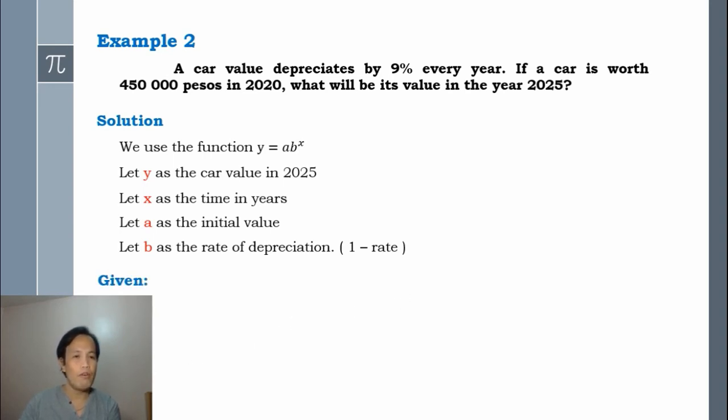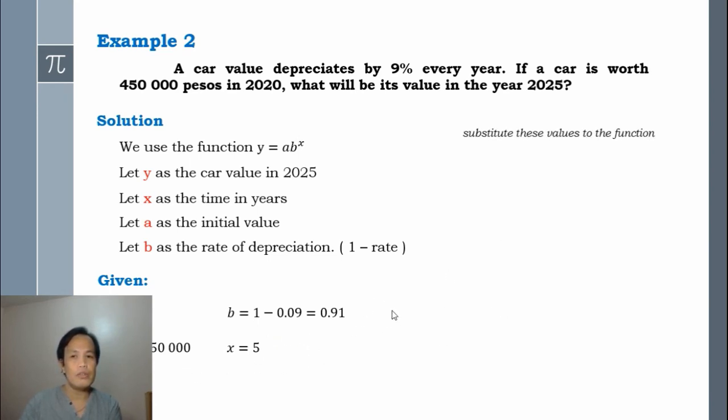So for the given, our y is our unknown, the car value for the year 2025. And the initial value of the car is 450,000 pesos in the year 2020. And our b is 1 minus the rate, so 1 minus our 9% in decimal, 0.09. So 1 minus 0.09 is equal to 0.91. This is the value that we are going to substitute into the function. And last is the number of time in years. We have 5, because there are 5 years from 2020 to 2025: 2021, 2022, 2023, 2024, and 2025. So the time lapse is 5 years.